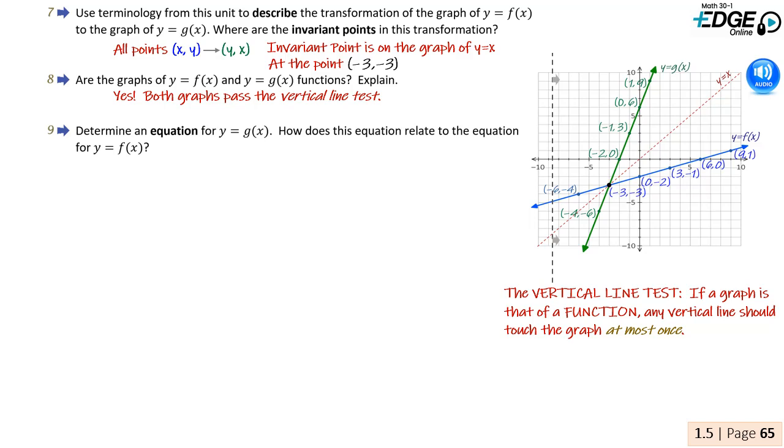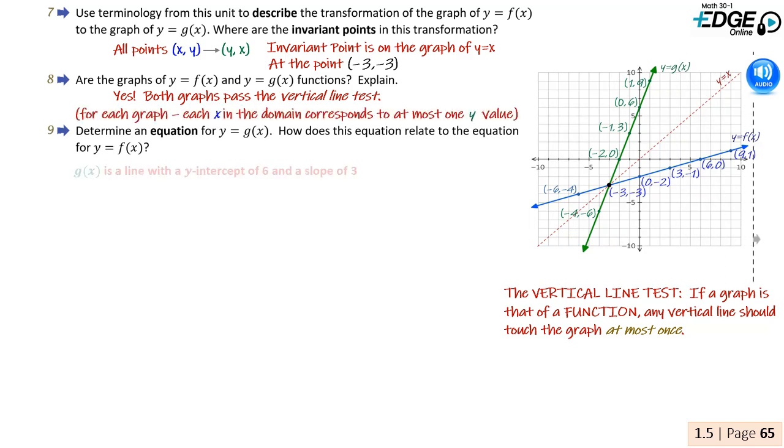Remember, I'm not looking at both lines at once. I'm either scanning the blue or I'm scanning the green. What this represents is that for each point on the graph, each x value corresponds to at most one y value. There's no horizontal position that generates two different heights.